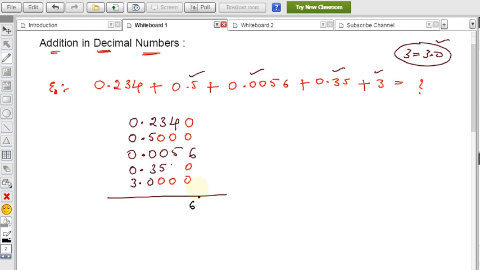This is 6, these are all zeros, then 9, 8, 5. 2 plus 5 is 7, 7 plus 3 is 10, and 1 you carry. Then under the point, again the point should be kept. 3 plus 1 is 4. So 4.0896 is the sum of these decimal numbers.